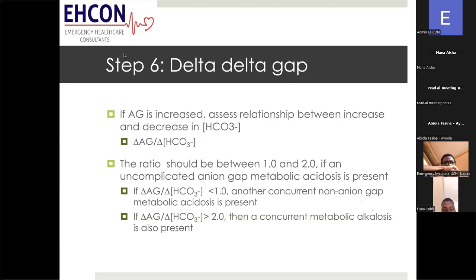So step 6 helps you to realize that you may have a primary disorder and a secondary disorder, or the metabolic acidosis may be the primary disorder. And then you may have another disorder that comes into play when you are doing these calculations. You may have a concurrent non-anion gap metabolic acidosis present. Or if the delta-delta gap is greater than 2, you may also have a concurrent metabolic alkalosis present as well.